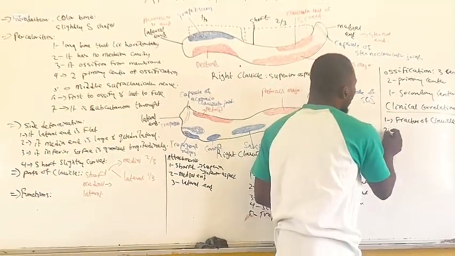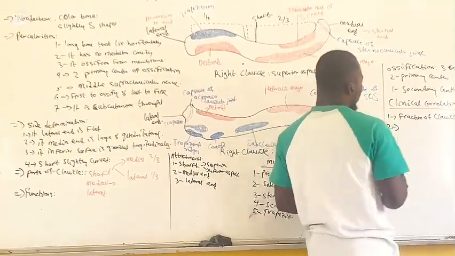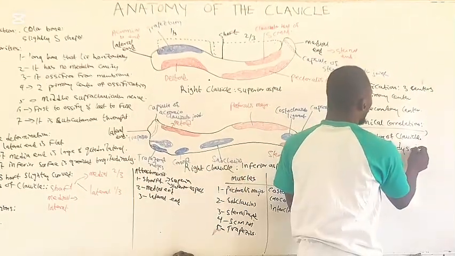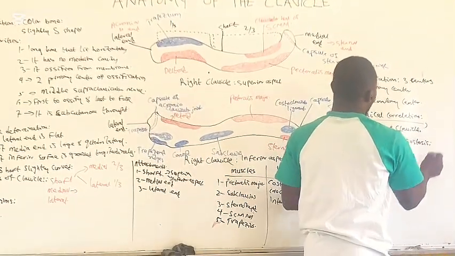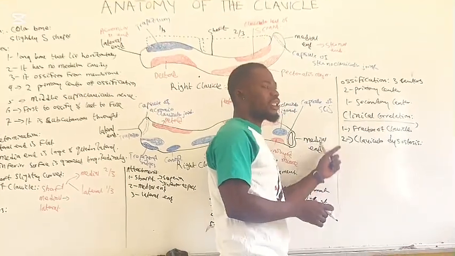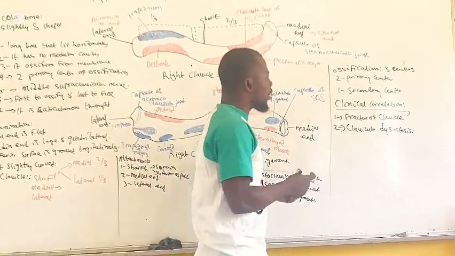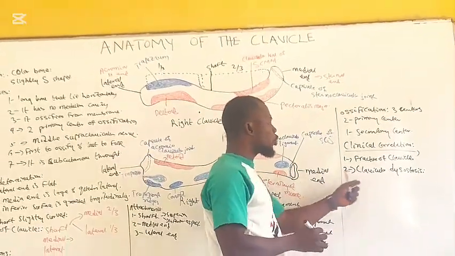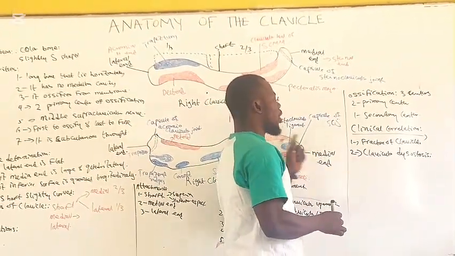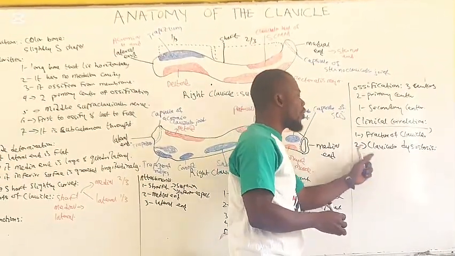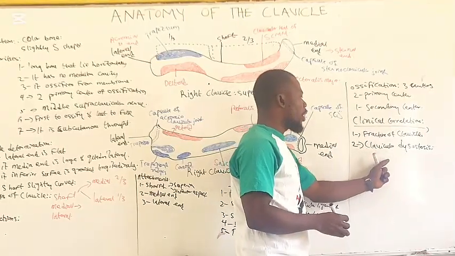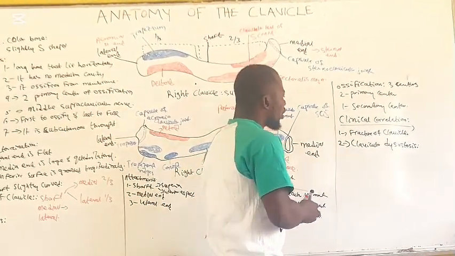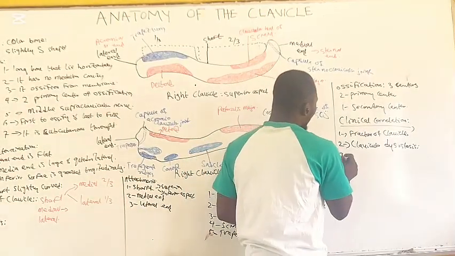Another clinical correlation of the clavicle is clavicular dysostosis. This is the condition in which the lateral 1/3 and the medial 2/3 of the clavicle remain separated. That is, they do not fuse together. If the medial 2/3 and lateral 1/3 of the clavicle remain unfused or they are not connected, it is called clavicular dysostosis.